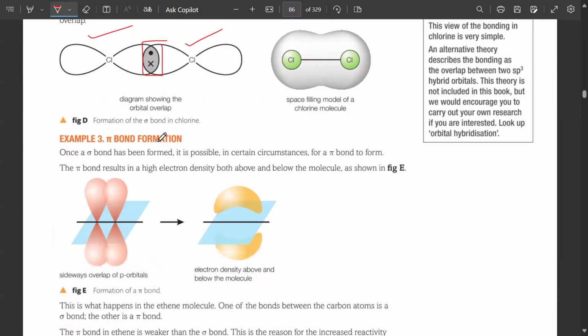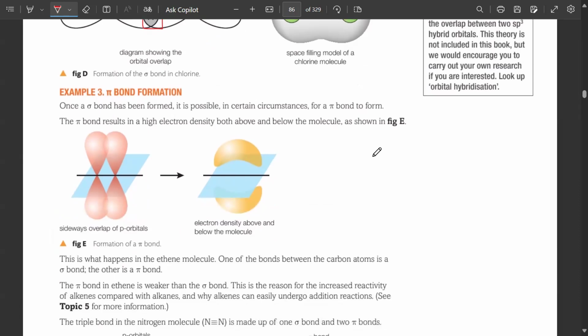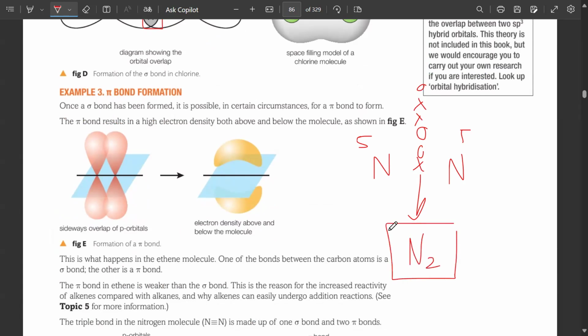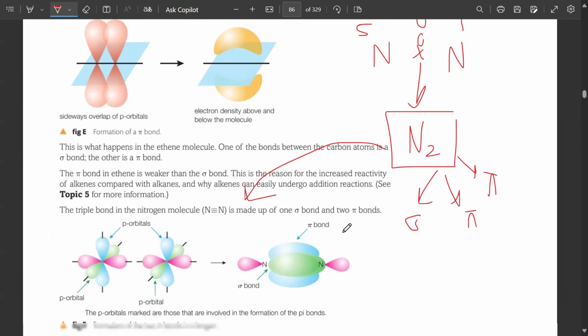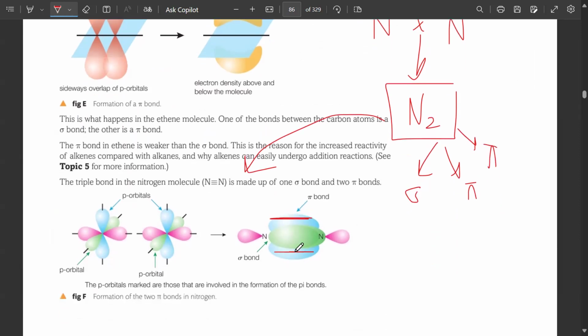Exactly. Then where can a pi bond form? Let's say nitrogen, which has a triple bond. Each nitrogen needs 3 electrons, they bond 3 electrons, three pairs are formed between them, and then it will form a triple bond to become N2. Over there in N2, one of them would be sigma, the second bond would be pi, and the third bond would also be a pi. So you have two sideways overlaps, pi pi, and the middle one is a sigma.